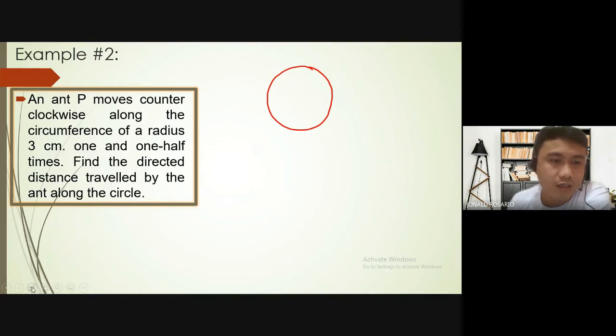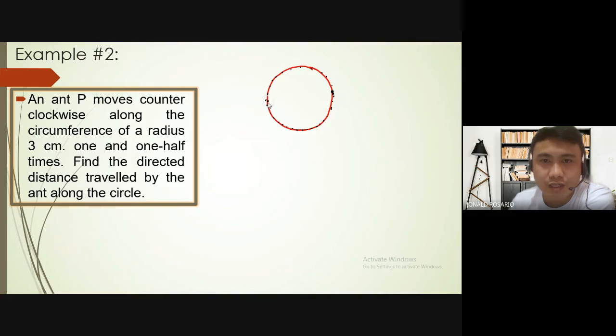And, anong kulay ng ant? Yung black na lang na ant. An ant P moves counterclockwise along the circumference of a radius. So, mayroon daw tayong isang ant. Tapos umikot daw siya. Inikutan niya yung ating circle ilang beses? 1.5 times. So, isang ikot, tas kalahati.